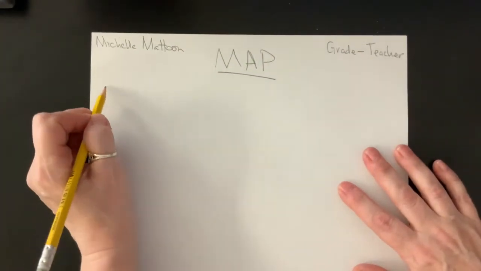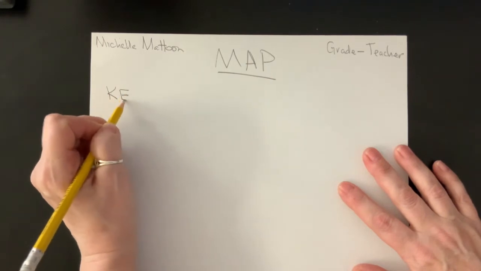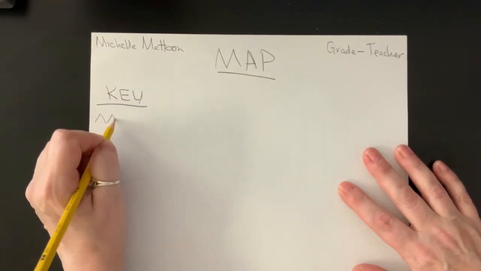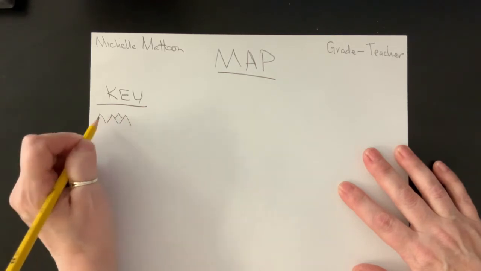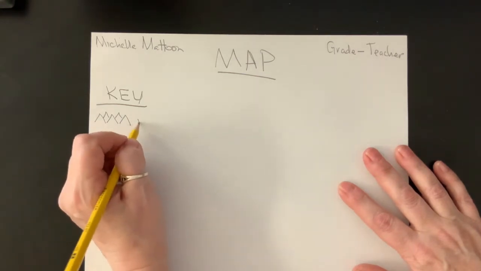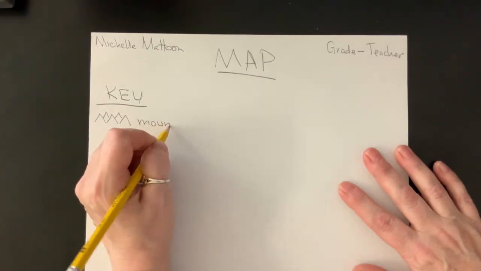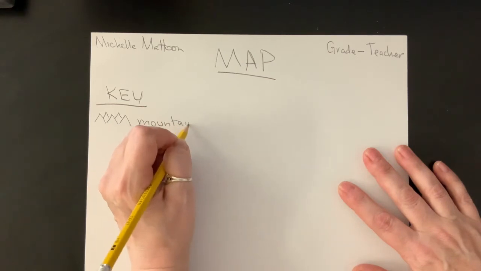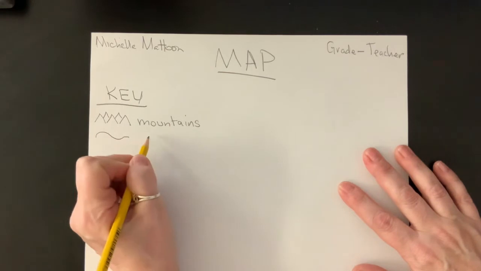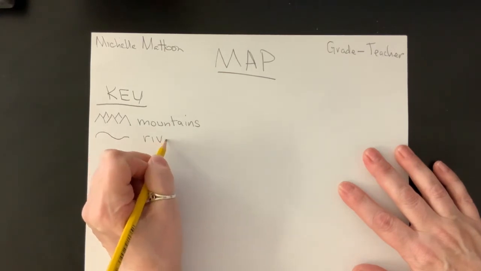Please write the word map at the top of your paper, and then over on the left side, I want you to write the word key, K-E-Y. Now I've drawn a symbol here. Who can guess what this symbol is supposed to show? That's right, it's mountains. So this is how people would know that when they're looking at my map, they're looking at mountains. Next, I'm doing a river.